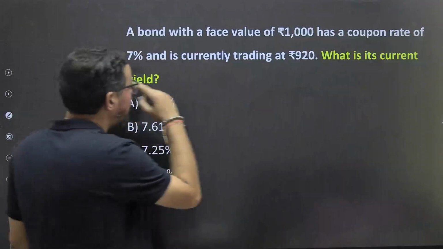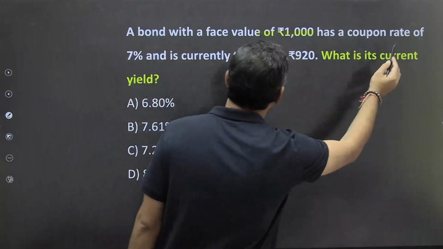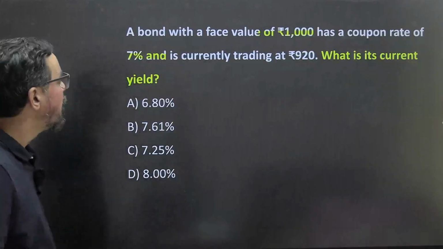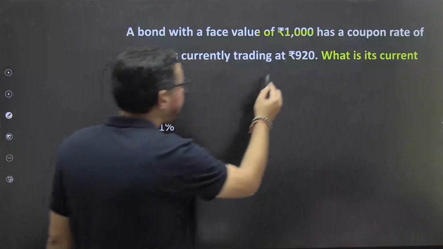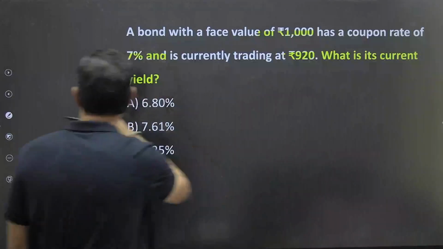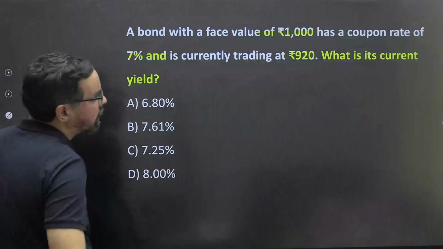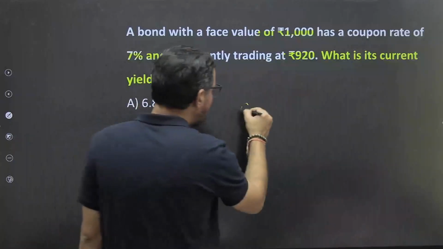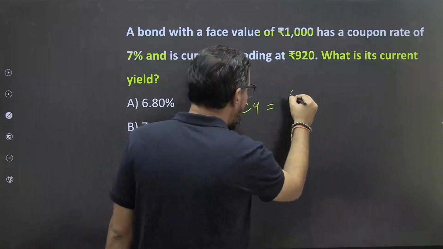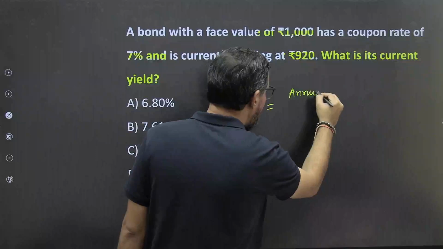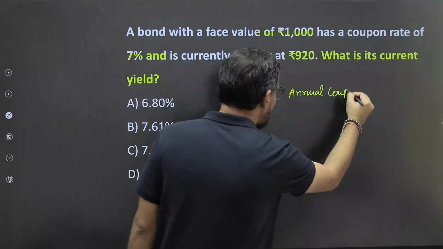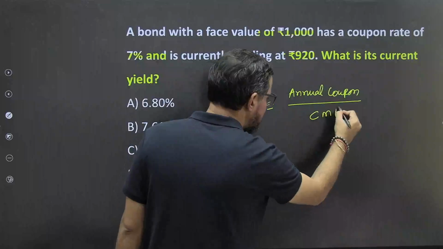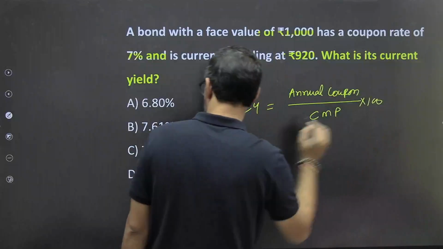So a bond with face value of 1,000 and coupon rate of 7%. Coupon rate is basically interest rate. Okay? Currently trading at 920 rupees. So they ask you to calculate the current yield. So how do we calculate current yield? Current yield is equal to annual coupon divided by current market price into 100. So if it is in percentage, yes.